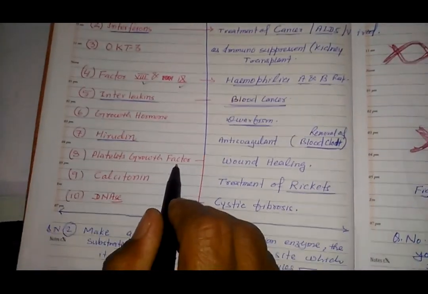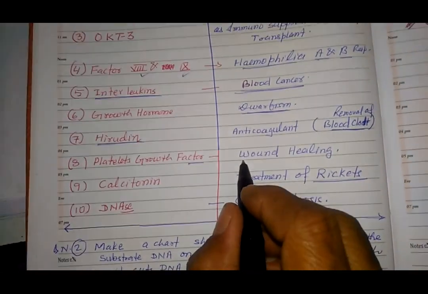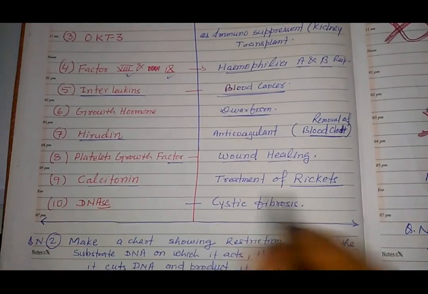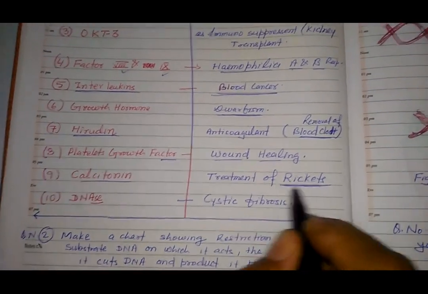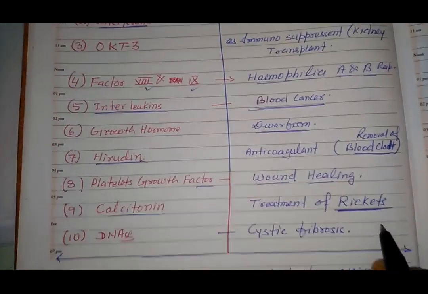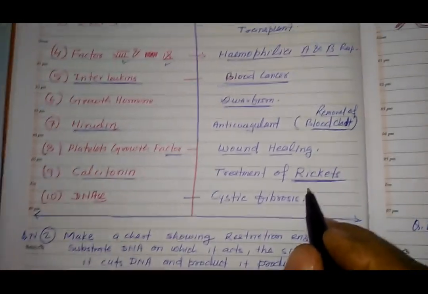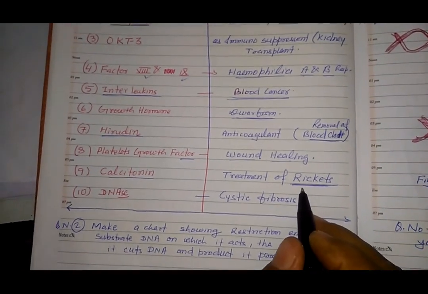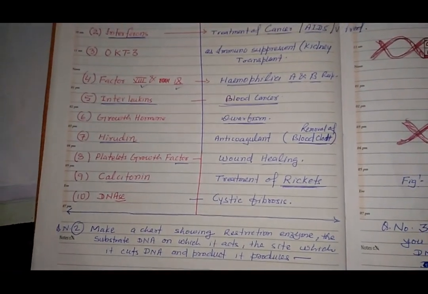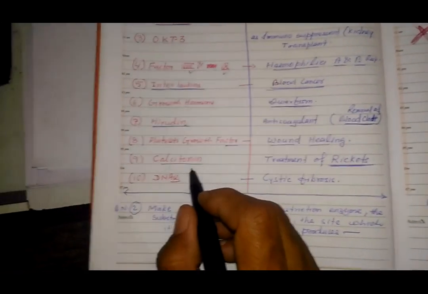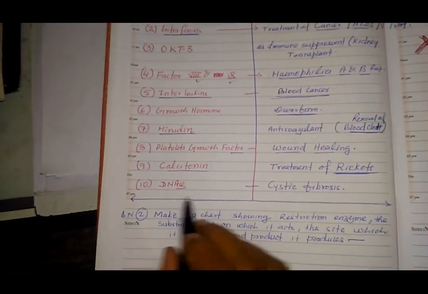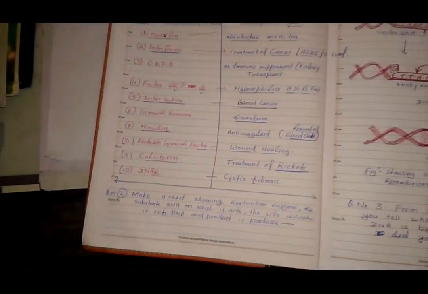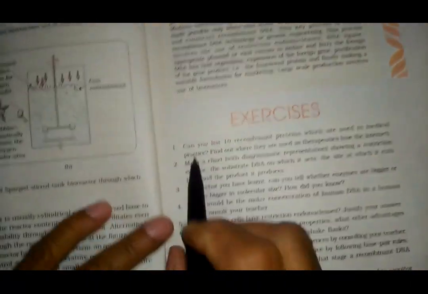Platelet growth factor is used to improve wound healing. Calcitonin is used for treatment of rickets. Rickets is a chronic disease. In case of permanent calcium deficiency, children generally suffer from it. So calcitonin type of protein is used. DNase is also used in cystic fibrosis. Okay. Now come to your second question.